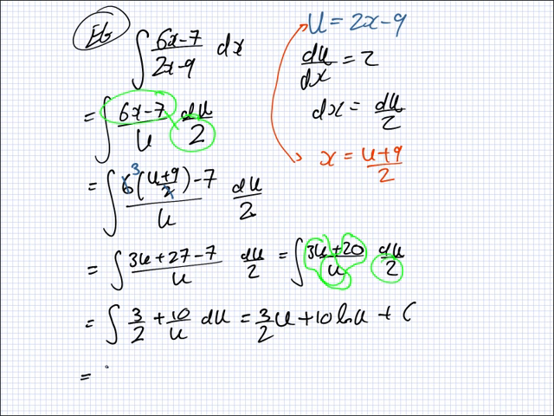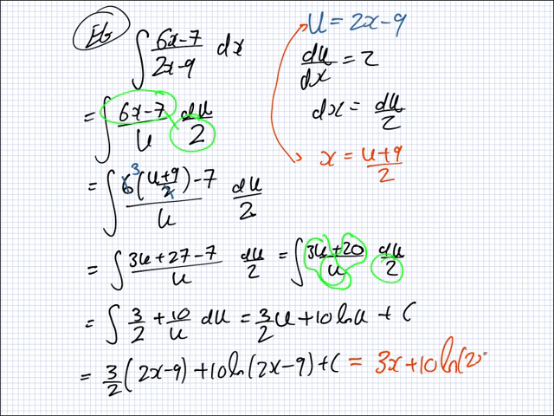So that's equal to 3 over 2 times 2x minus 9 plus 10 log 2x minus 9 plus c, which is the same as 3x plus 10 log 2x minus 9 plus c. Oh yes, so no constant here. There it is. Makes sense, we cancel the first bracket.